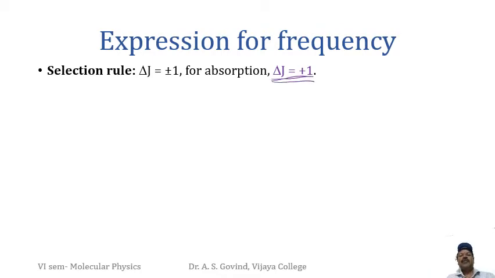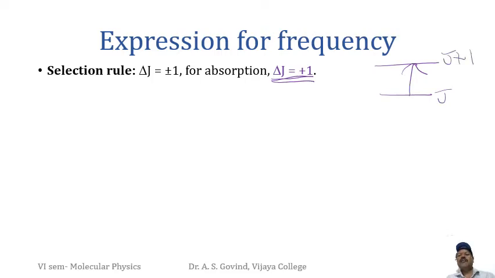So in case of molecules, usually absorption spectrum is studied because to get the emission spectrum, the molecule should be at a very high temperature. Usually at that temperature, many molecules will decompose. So therefore, we usually study molecules under absorption spectrum. And for absorption, the transition should be upward. So this is the J, this will be J plus 1.